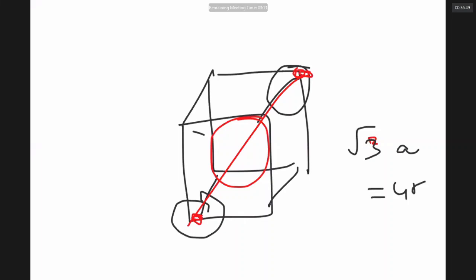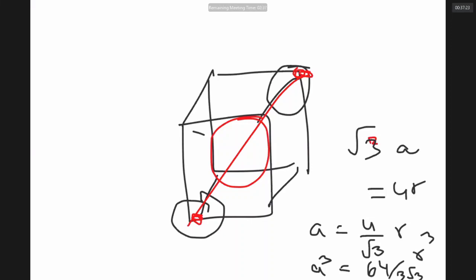Root 3a is equal to 4r, because body diagonal is root 3a. Therefore, what is a equal to? 4 by root 3 r. Yes or no? Yes, sir. So the volume of this cube is equal to a cube. A cube is equal to how much? 64 by 3 root 3 r cube. Can you see it?